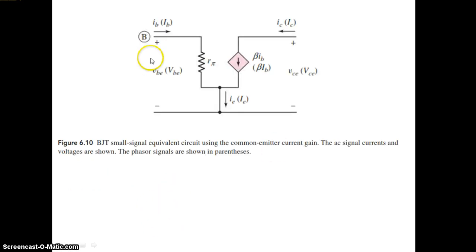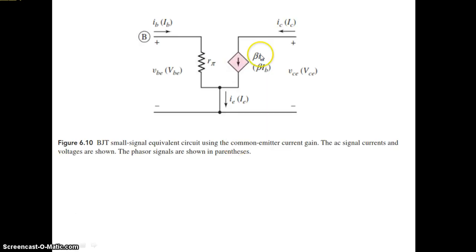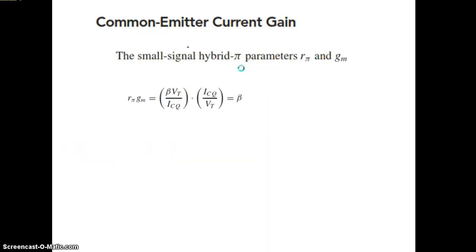So this is the BJT small signal equivalent circuit using the common emitter current gain. The AC signal currents and the voltages are shown. The phasor signals are shown. So instead of here R pi, there we put GM VBE as the current source. Here we put beta IB as the current source. Okay. So this is another representation.